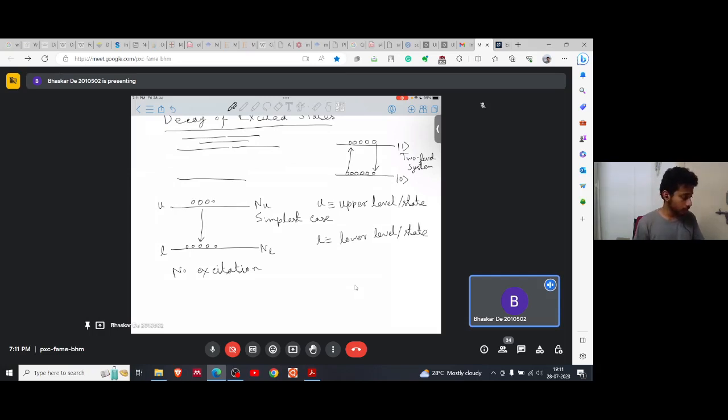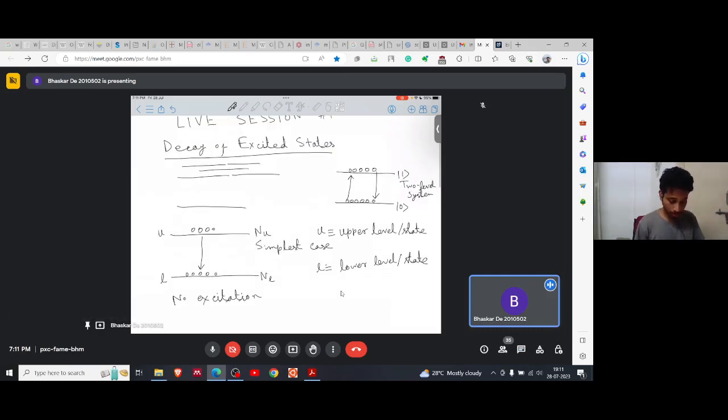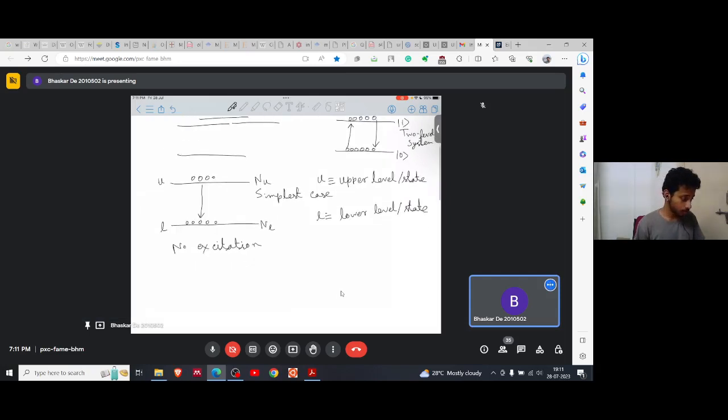So when this thing is going to relax, we'll see there is a decay in the population. That's why it is called decay of excited states.